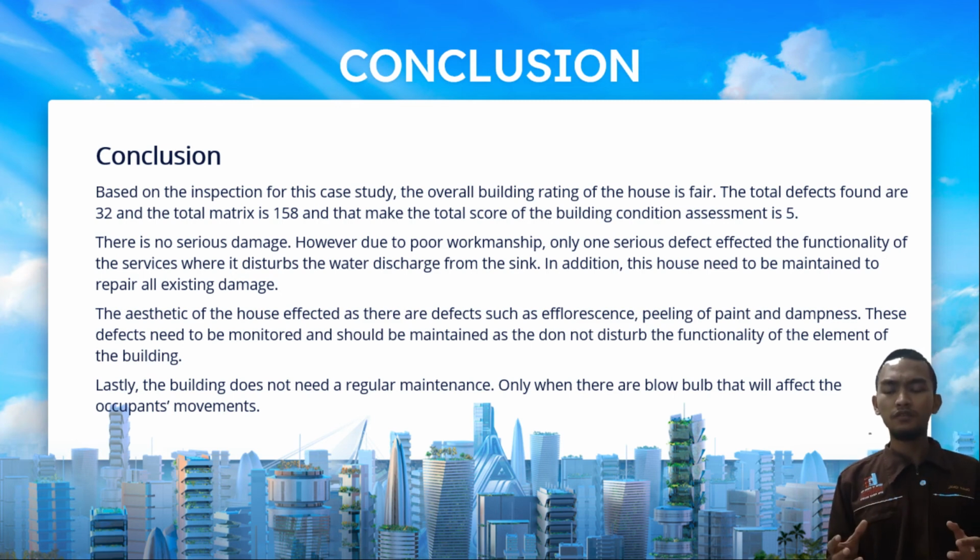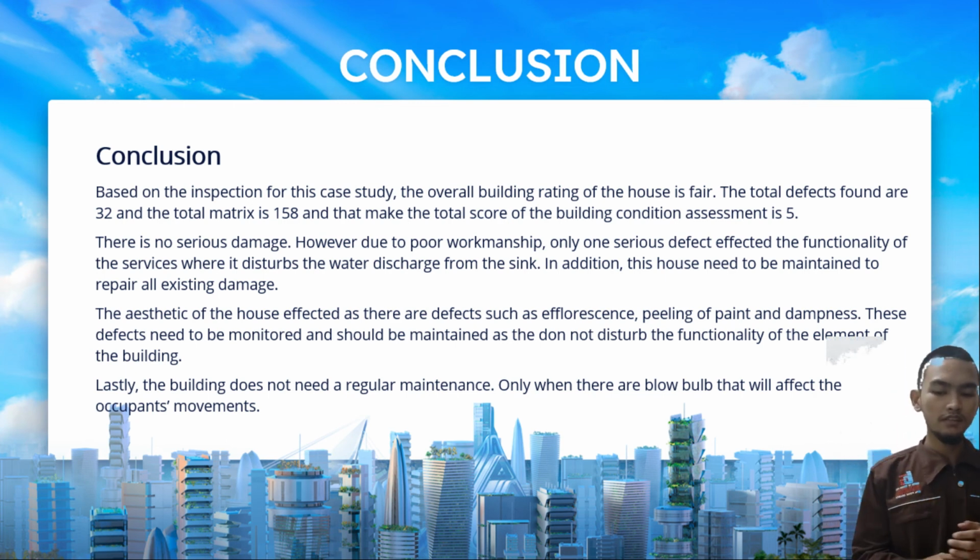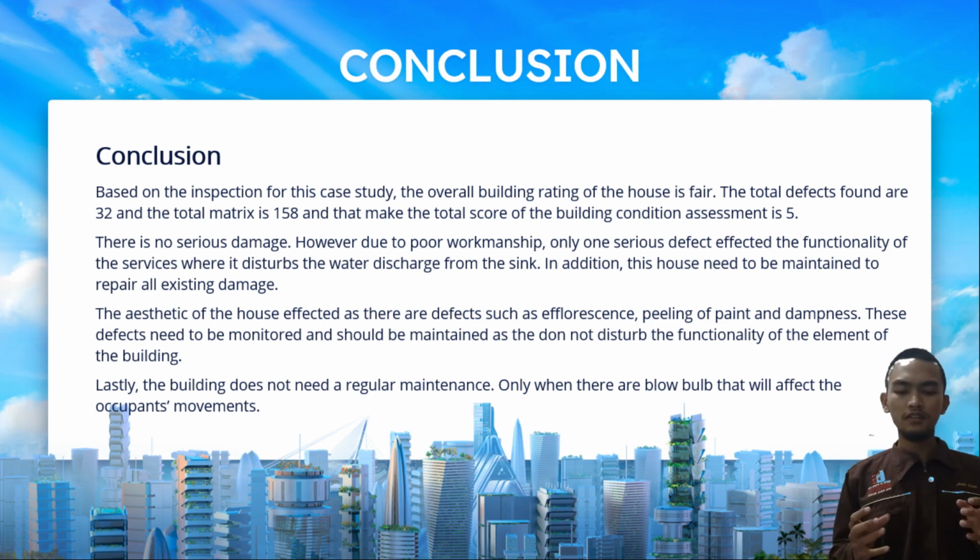The aesthetic of the house is affected as there are defects such as efflorescence, peeling of paint, and also dampness. These defects just need to be monitored and should be maintained as long as these defects do not disturb the function of the elements of the building. Lastly, the building does not need regular maintenance, only when there are blowbacks that will affect the occupants' movement.